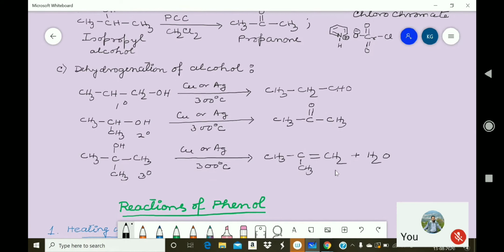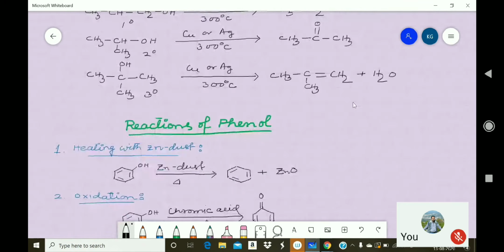So these were a few reactions of alcohol where carbon oxygen bonds are broken. Now let us find the reactions of phenol.